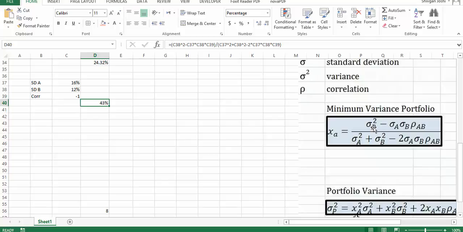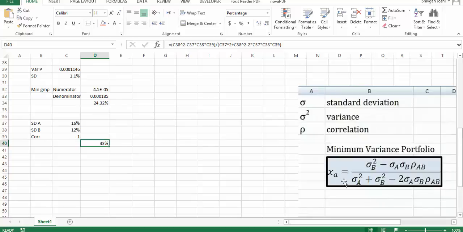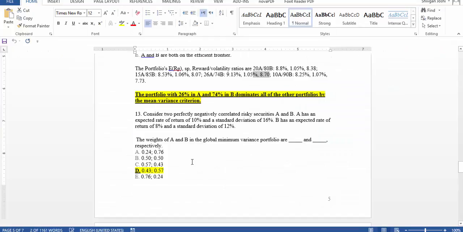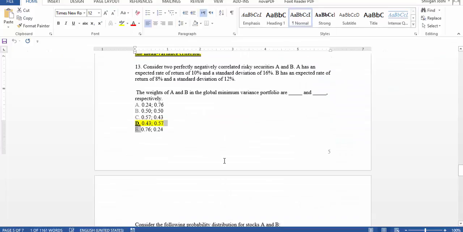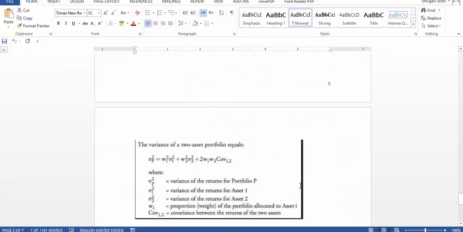Now if I put the standard deviation of B on the top here, which is C38, then I get the weight in A. If I do the reverse, then I get the weight of the other. So if I want to get the weight in A, I'll use standard deviation of B on the numerator. So this will give us the weight of A and B, which is 0.43 and 0.57.